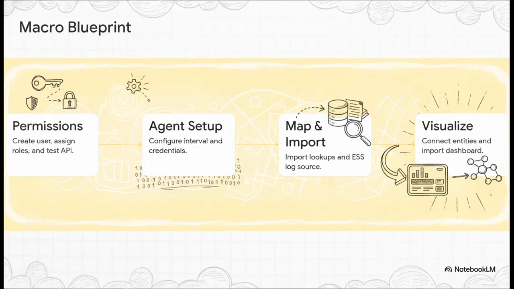Now, the original source documentation outlines a 7-step technical process for this, but to make this a bit easier to digest for this explainer, we've logically grouped those steps into a macro blueprint consisting of 4 clear phases. Phase 1 is prepping your permissions, Phase 2 is configuring your agent and credentials, Phase 3 is mapping the data and importing log sources, and Phase 4 is connecting those entities and visualizing the data. Let's quickly break each of these down.